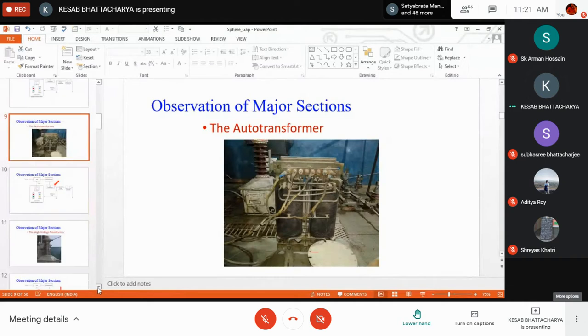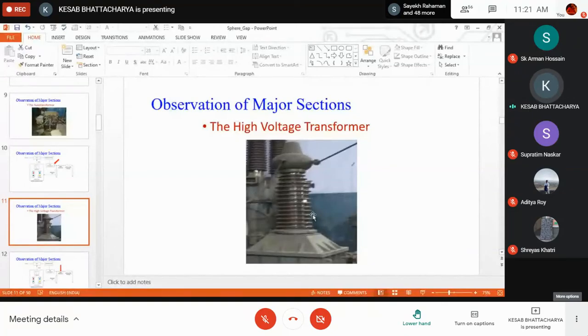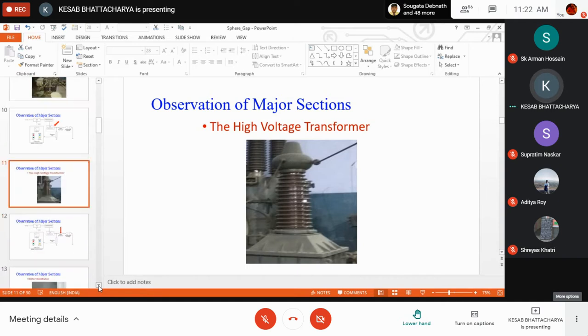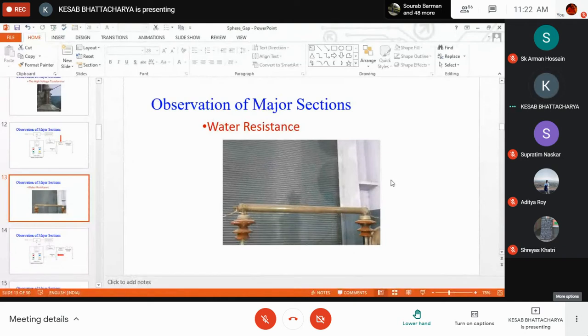Next, this is the main high voltage transformer. Practically, this is the bushing of the high voltage transformer, and this is the core. This is the tank inside which the windings are placed. It is an oil immersed transformer. So this is your high voltage transformer, and this is the water resistance. Actually, this is a bakelite tube hermetically sealed on either end, inside which distilled water is there.